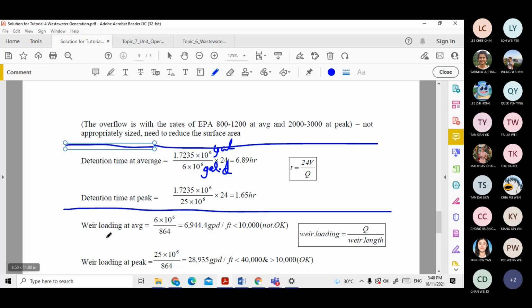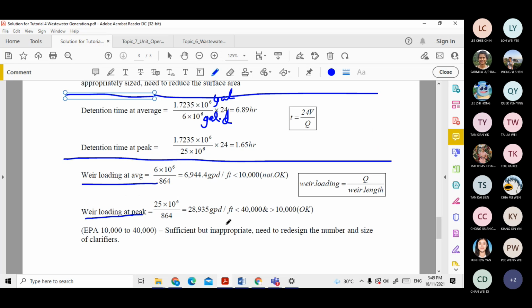Then the last one is the weir loading. The weir loading is the flow divided by the weir length. We have the weir loading at average flow and also the weir loading at peak flow, again two. So it's straightforward. This is the average flow, 6 million gallons per day, divided by the weir length.